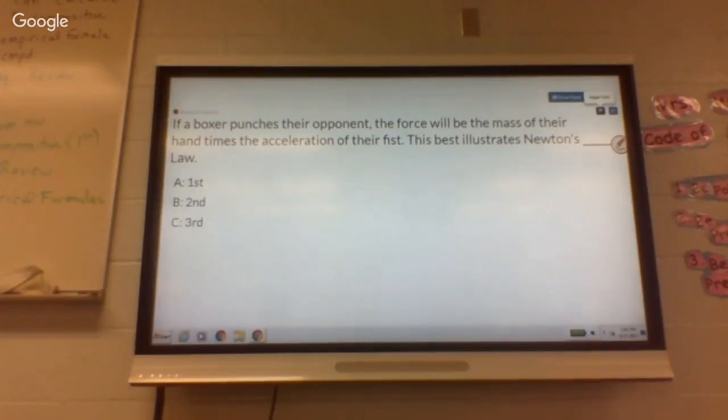All right, so we're 14-6. 14 of us said the second law, which is correct. See how it says mass and acceleration in there? Mass and acceleration is the second law. The third law is equal and opposite, and the first law is inertia.